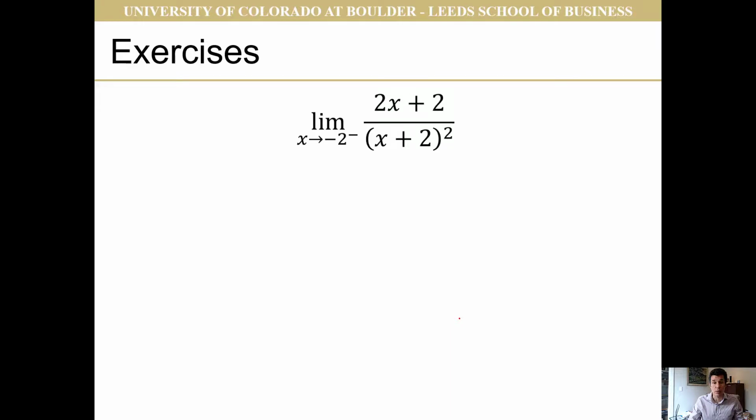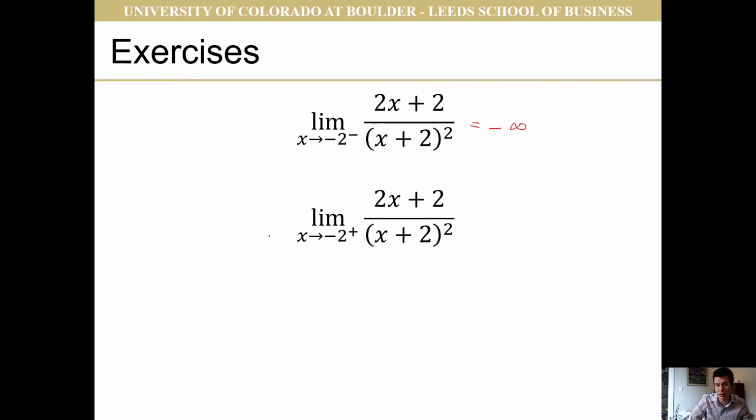All right, so some exercises. Limit as x goes to -2 from the left of (2x plus 2) over (x plus 2) squared. Well, if we plug -2 in here, the numerator is finite: -4 plus 2, -2. So the numerator is always like -2. The denominator is heading towards 0. The denominator is getting closer and closer to 0, but because we have this squared, it is always positive. We've got a negative number in the numerator, a very small positive number in the denominator. The limit is negative infinity.